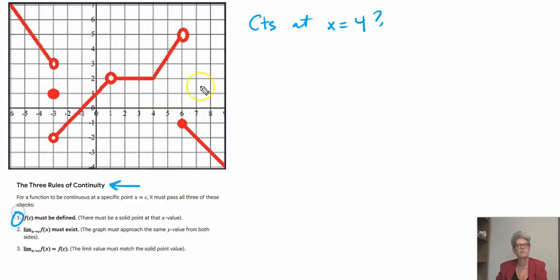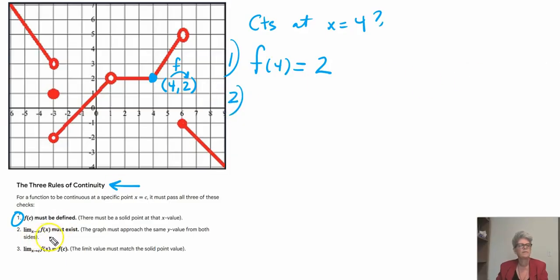So let's look at the first rule. What is f evaluated at 4? Well, this is your x-coordinate, and I find the point on the graph whose x-coordinate is 4, and that point is (4, 2). And then if I want to evaluate f at 4, f maps the x-coordinate into the y-coordinate, so f evaluated at 4 is equal to 2. So the first one is fulfilled. f of 4 does exist.